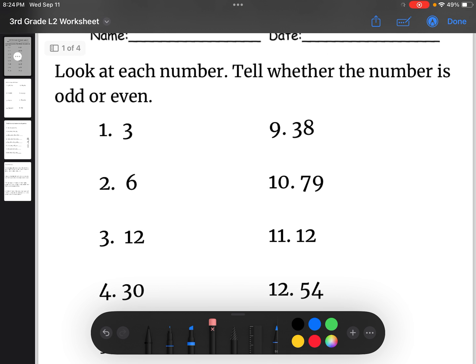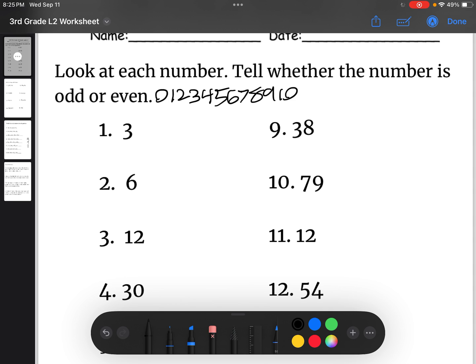So look at each number, tell whether the number is odd or even. So we're going to write a quick chart from 0 to 10, and I'm going to show you guys a method on how you can get all of these types of questions right.